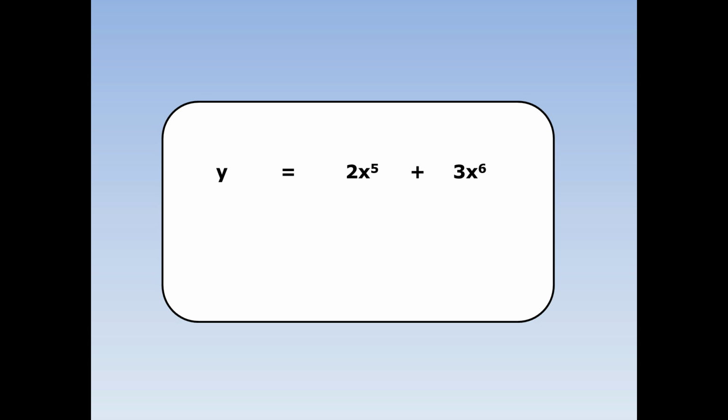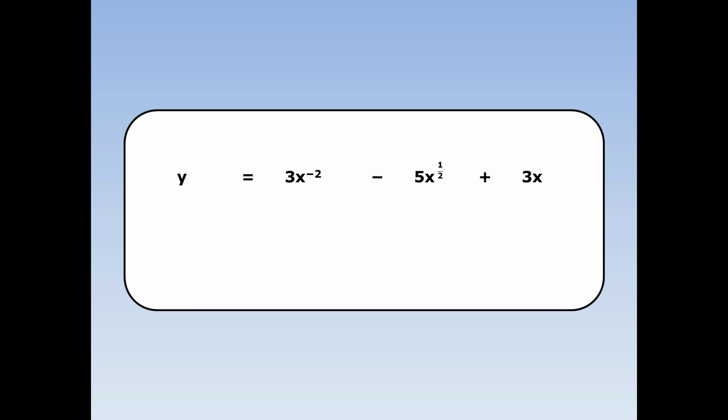Here I differentiate each one separately, and that's what the gradient dy by dx equals. 2x to the 5 drops down the front and multiplies, and 5 take away 1 is 4. 3x to the 6 drops down the front and multiplies, and 6 take away 1 is 5. And this works if I have 3 or more terms. I simply differentiate each one, and that's what the gradient dy by dx is equal to.